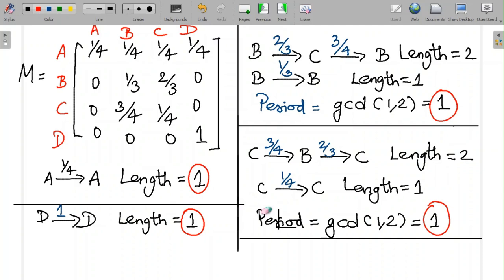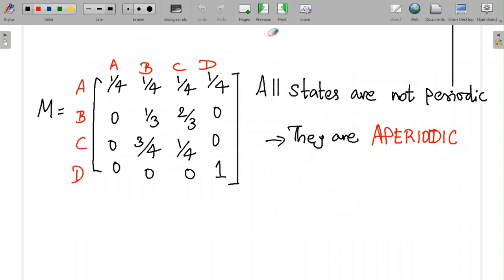What is interesting to note here is that the diagonal entries of this matrix are non-zero, and that causes us to observe that the period of each of these states is certainly 1. So this leads to the conclusion that each of the states in this Markov chain is not periodic, they are aperiodic.